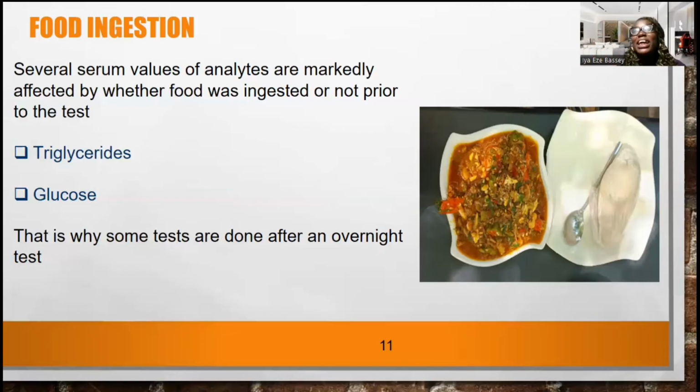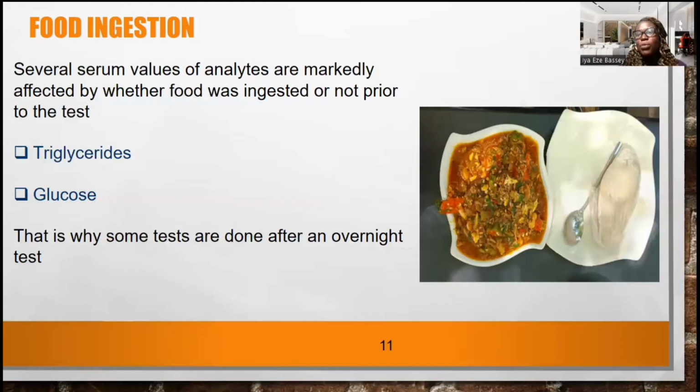So when the person came the next day, I was like, did you eat? I did not even brush my teeth. And I'm like, that's okay by me. So we're able to collect the sample for that. So these particular markers are affected by ingestion.